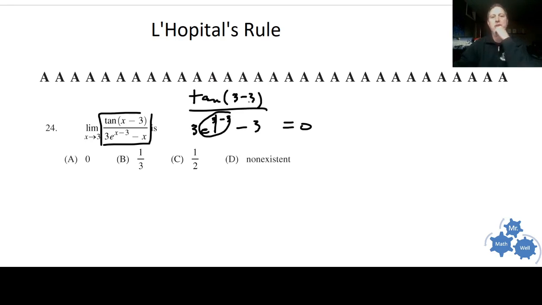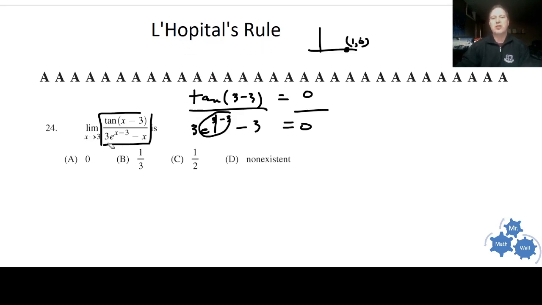Well, tan of 0, if you remember on your unit circle, 0 degrees has a coordinate of (1, 0), and tan, of course, is sine divided by cos. So tan is 0 divided by 1, so that's equal to 0 as well. So we have 0 over 0, which is an indeterminate form. That means we can use L'Hopital's rule.